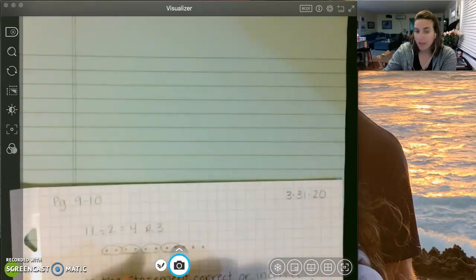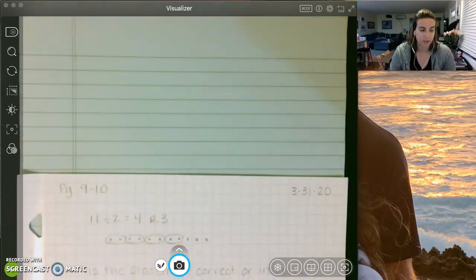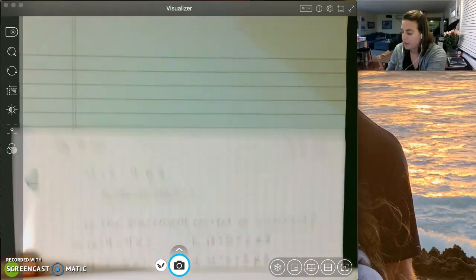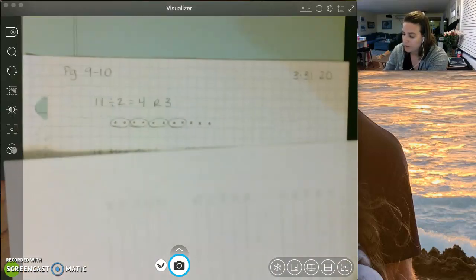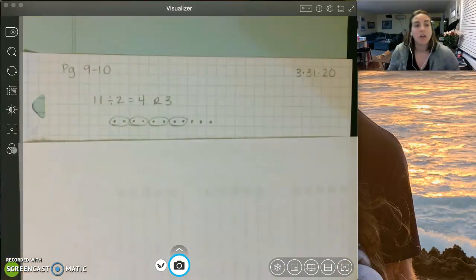So I have an example here. I'm actually just going to cover up. I wrote things down so that it would hopefully go a little bit more quickly. I have this division question here. 11 divided by 2 equals 4R3. And if you remember, that R stands for remainder. So 11 divided by 2 equals 4R3.